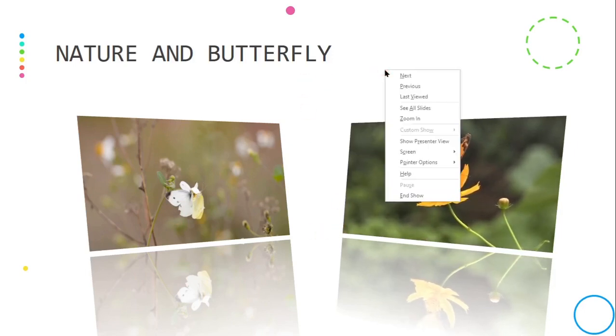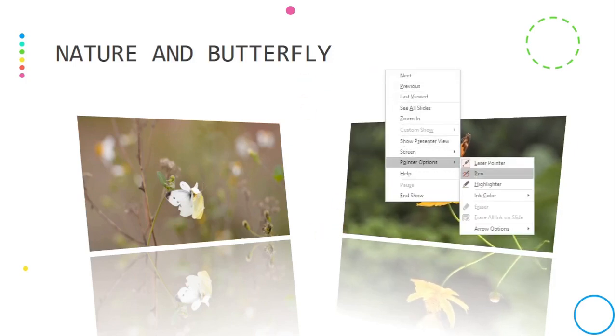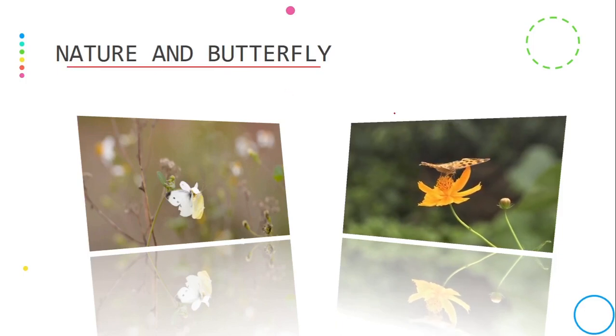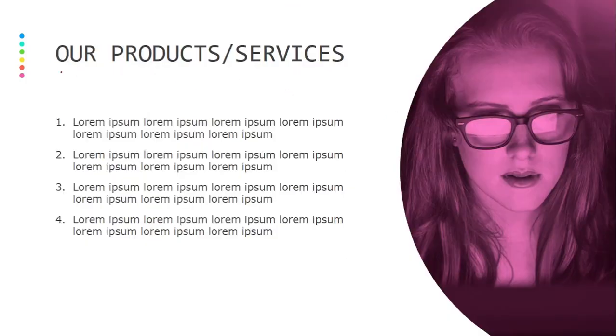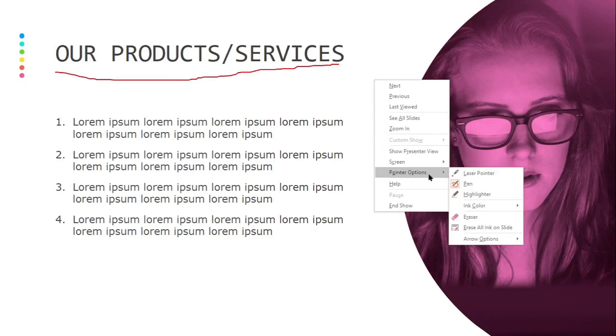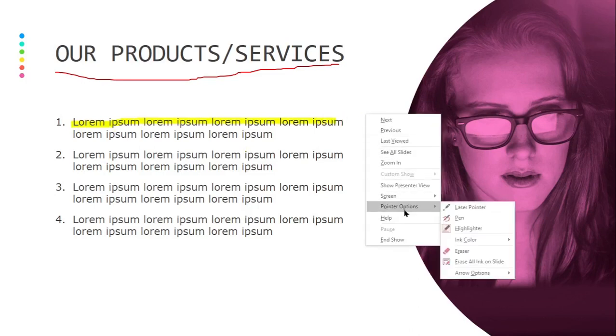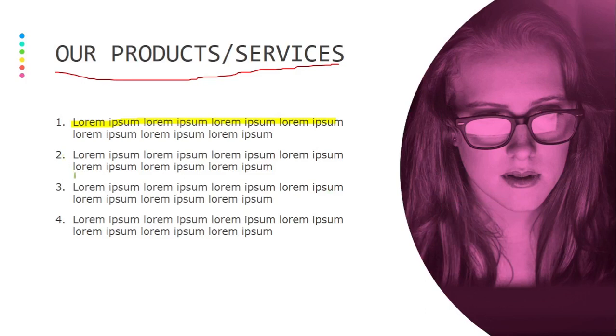Again I am going to press right click, go to the pointer options and pick up the pen. I pick up the pen and underline things like nature and butterfly, and I press the space bar for the next slide, and again I am underlining this. Then pressing right click, I go to the highlighter, and I can select the ink color for the highlighter, like light green, and highlight these things with light green.